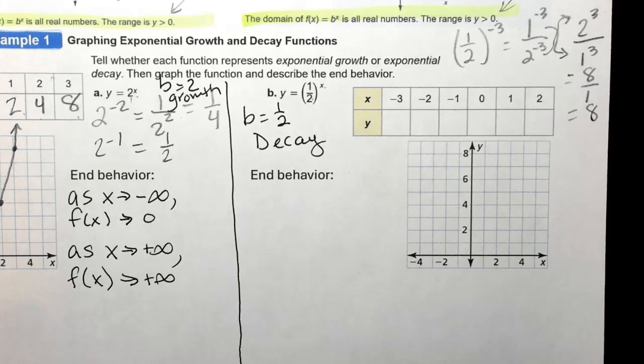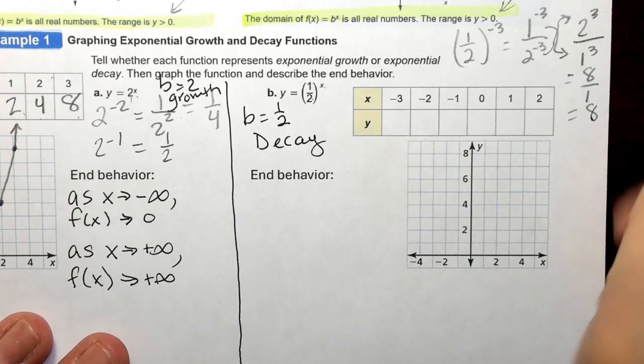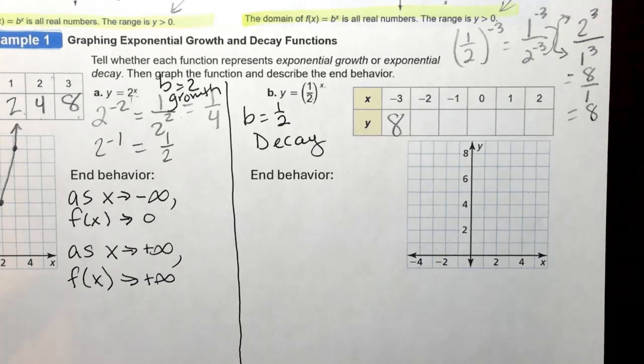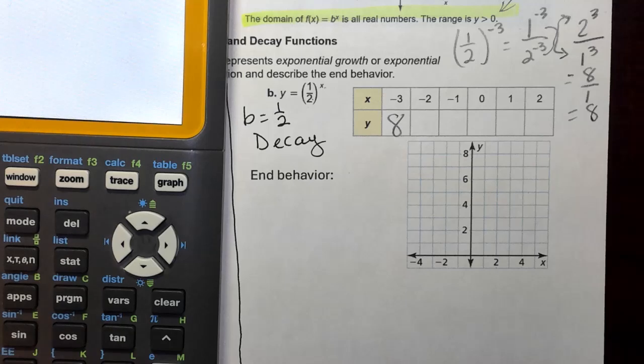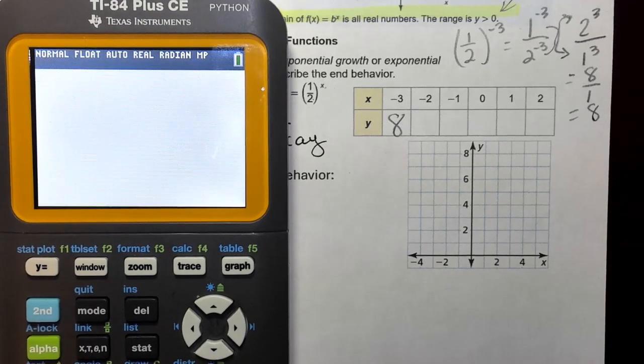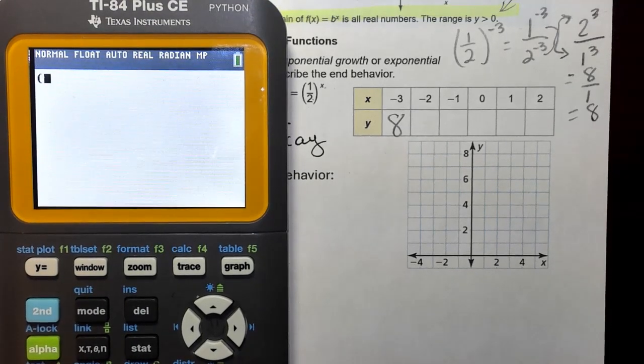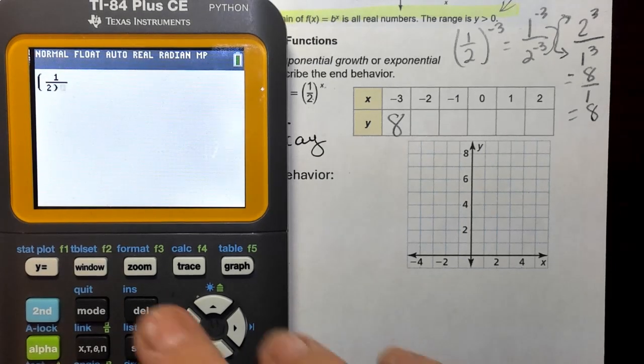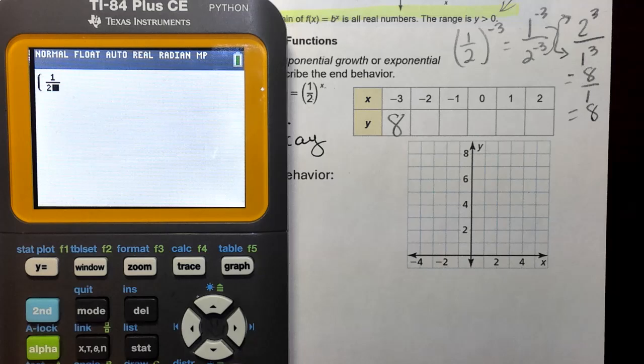You can also put this in your calculator. I'll show you that as well because I do have the fancy graphing calculators. So remember parentheses are important. If you put in 1 over 2, clear, 1 over 2, there we go, and raise it to the negative 3rd power, it will also give you the answer. So if you struggle with these, just know that you can put it in the calculator as well.